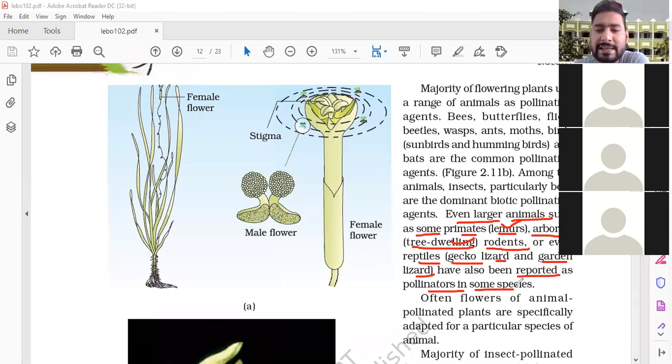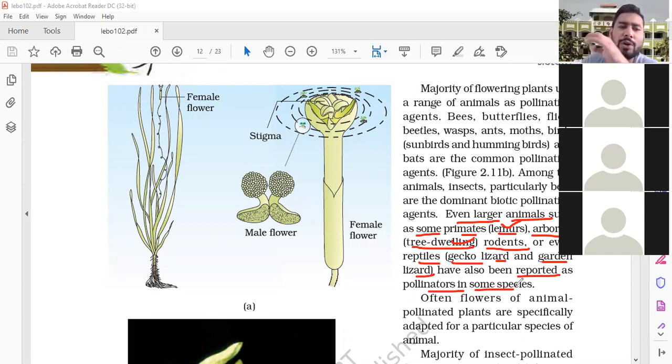So first one, it is saying the primates like lemurs and arboreal primates, or arboreal living beings, that is, tree dwellers. Arboreal means, I told already, those which live on the tree, trunk of the tree, branches of the tree. That is called arboreal.